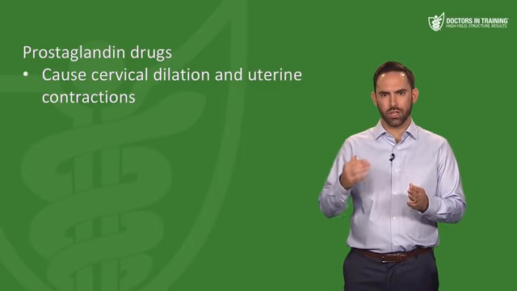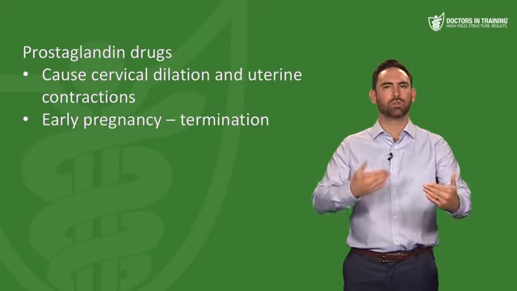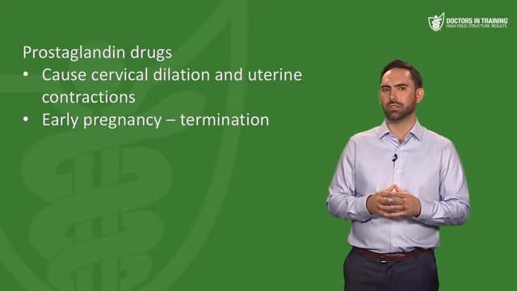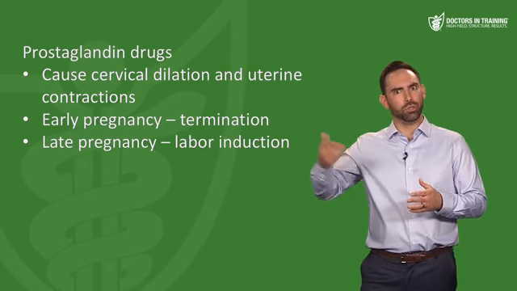Step Up also mentions ritodrine, which is another selective beta-2 agonist. Ritodrine is also approved for preterm labor, but it's not available in the US. Another class of drugs we use quite often in obstetrics is the prostaglandin drugs. Generally, these cause cervical dilation and uterine contractions, so we use these early in pregnancy to terminate the pregnancy, or late in pregnancy to induce labor.